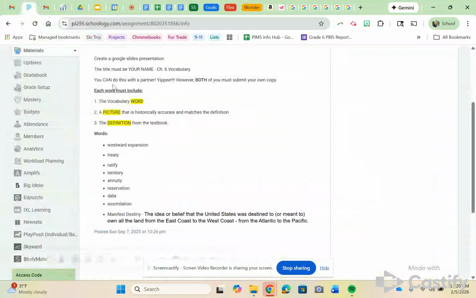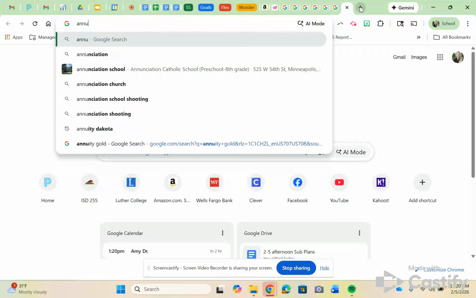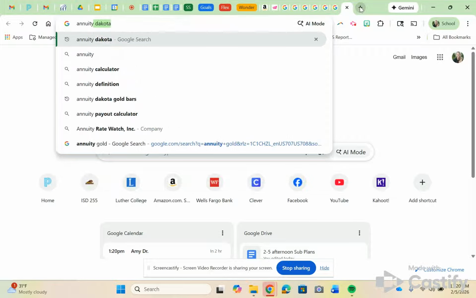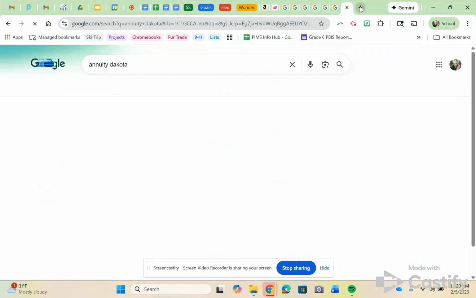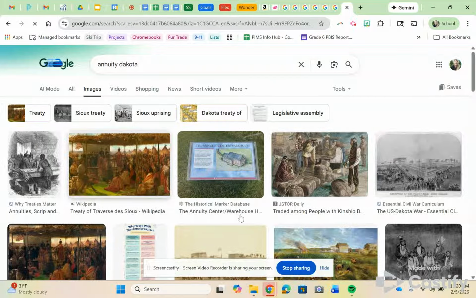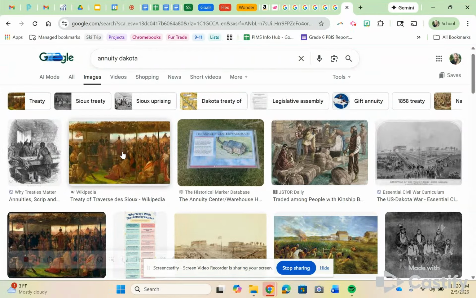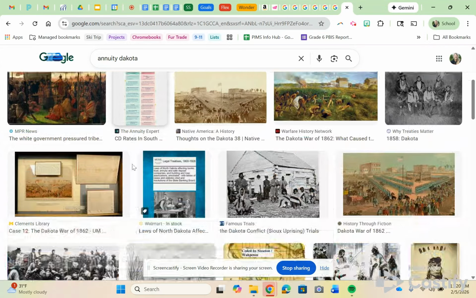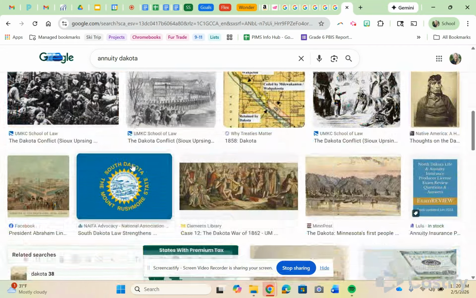The next word that you have is annuity. If you search annuity, the annuity came once a year to the Dakota. So you can add the word Dakota in there as well. When you go to images, again, you could do this one for the Treaty of Traverse des Sioux, because that had annuities as one of the things in the treaty.